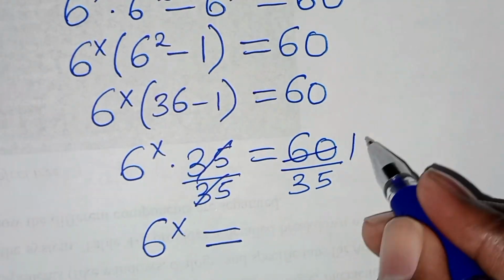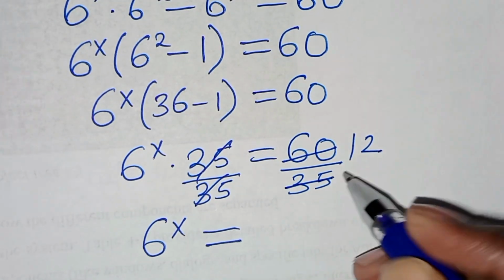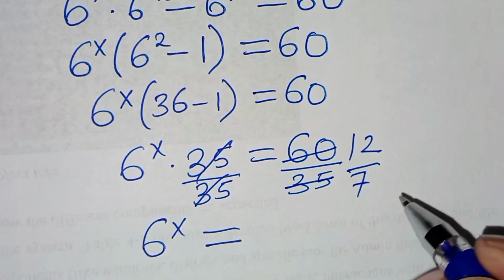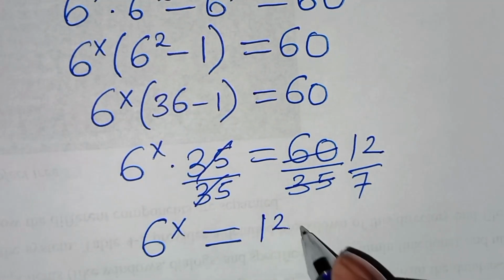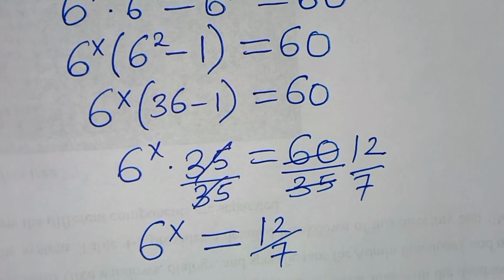So that now here we have 6 to the power x, this is equal to, now we can simplify here. By 5 here, this is 12. That 5 divided by 5, this is 7. So here we have 12 over 7.